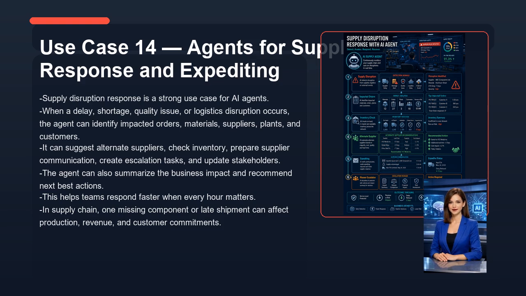The agent can also summarize the business impact and recommend next best actions. This helps teams respond faster when every hour matters. In supply chain, one missing component or late shipment can affect production, revenue, and customer commitments.